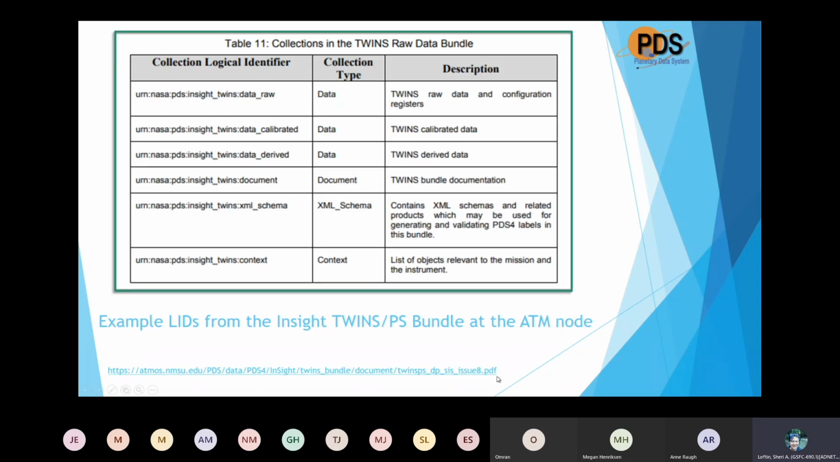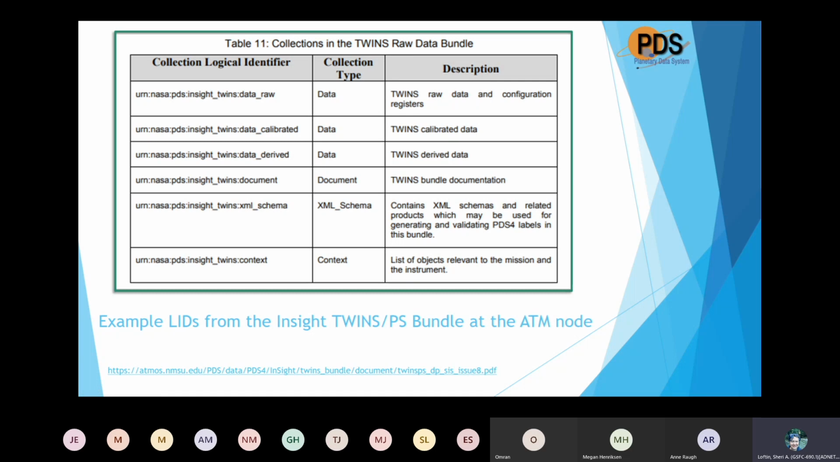And here's a few more examples. So we got your data calibrated, data derived. They have a document one, so all their documentation about the TWINS instrument is contained there. And they also have an XML schema collection. And this is really good.